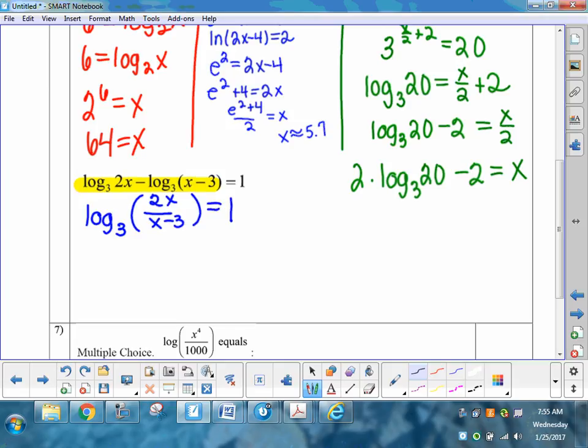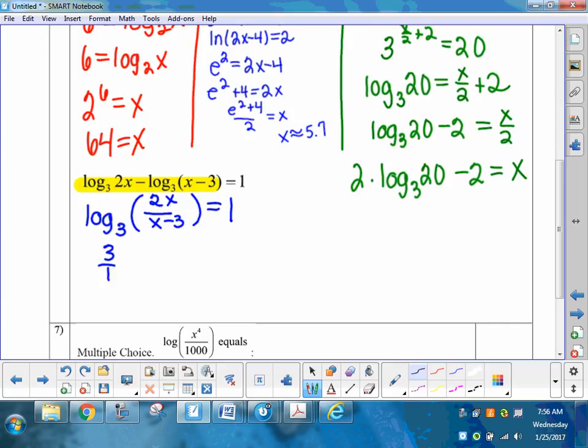What do you do now from here? So 3 to the first gives me that argument. Now, here's one thing that people forget. You all act as if this is like a holy language, because we get to here, and everyone stops and says, I have no idea what to do. Would we multiply both sides by x minus 3? I mean, you can.